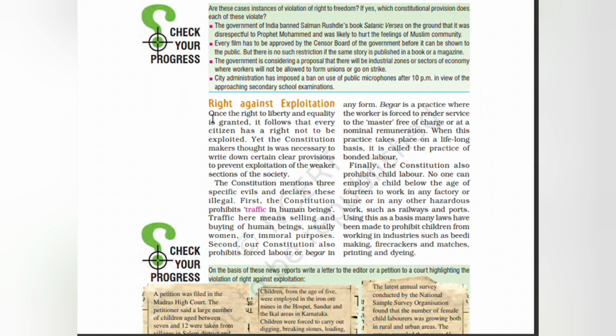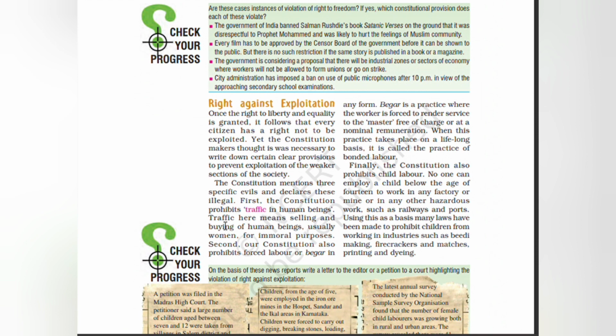Right against exploitation. Once the right to liberty and equality is granted, it follows that every citizen has the right not to be exploited. Yet the Constitution makers thought it was necessary to write down certain clear provisions to prevent exploitation of the weaker sections of society. The Constitution mentions three specific evils and declares them illegal.